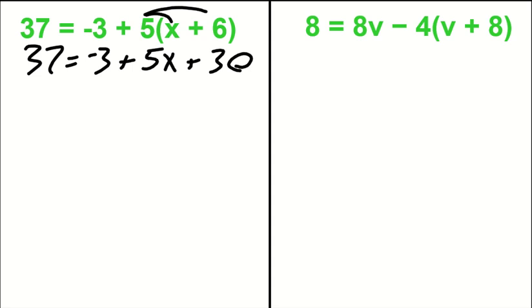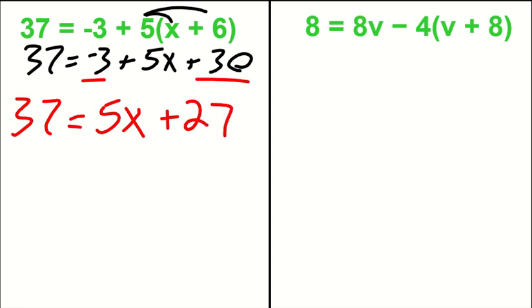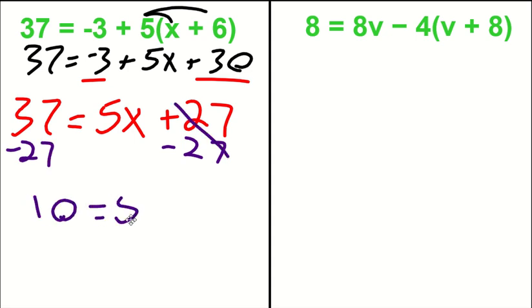We combine our like terms. For like terms, we got the -3 and the +30. They're on the same side of the equal sign, so they can be combined. So we got 37 equals 5x, which doesn't get combined with anything, and the 30 minus 3 gives us 27. Then we solve by doing the opposite, those inverse operations. So we subtract 27 from each side. That cancels out there. We get 10 equals 5x. Then we divide. 10 divided by 5 gives us x equals 2.